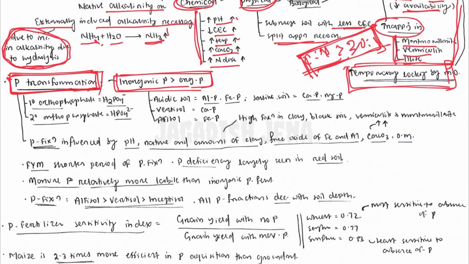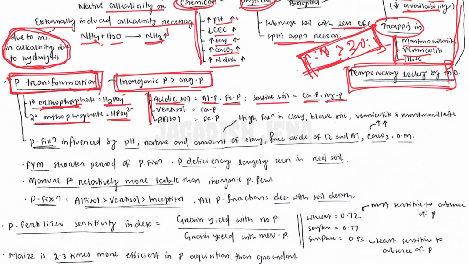So basically, two forms of phosphorus are available for plant growth and development. That is primary orthophosphate, H2PO4 minus, and secondary orthophosphate, HPO4 2 minus. Remember, primary orthophosphate is H2PO4 minus, and secondary orthophosphate is HPO4 2 minus. Okay. In acidic soil, the phosphorus is fixed as aluminum phosphate and iron phosphate, but in saline soil it is fixed as calcium and magnesium phosphate.